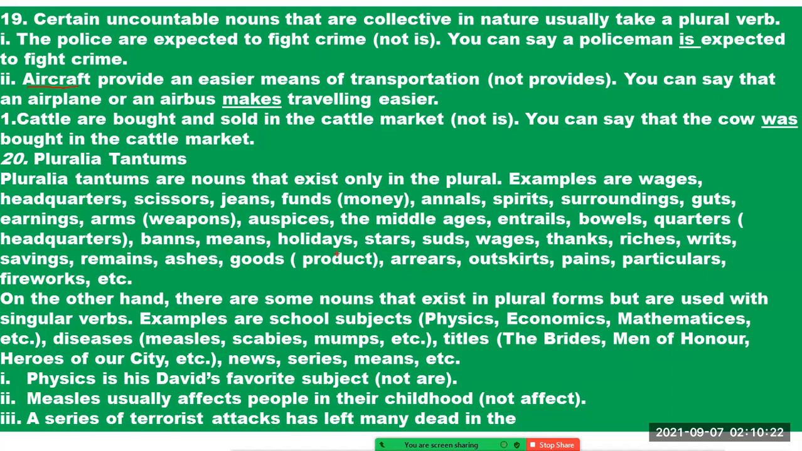Banks means holidays, stars, subs, wages, thanks, riches, rates, savings, remains, ashes, goods, that's referring to products, all right, areas, outskirts, pains, particulars, fireworks, etc. All right, these are all examples of pluralia tantums. On the other hand, there are some nouns that exist in plural forms but are used with singular verbs. Examples are school subjects like physics, economics, mathematics, etc.